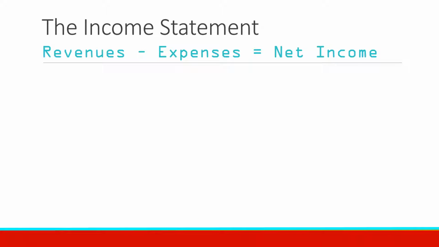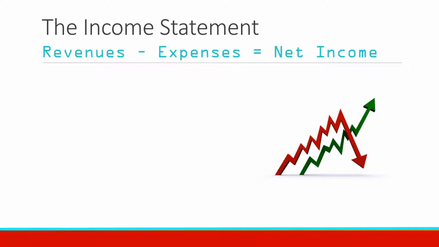The fundamental relationship underlying the income statement is that revenues minus expenses gives us net income. This relationship compares revenues, which is income earned by the firm, to expenses, which are what is incurred by the firm, to generate net income. If the revenues exceed the expenses, that income is positive. If the expenses exceed the income, then we can have a loss.